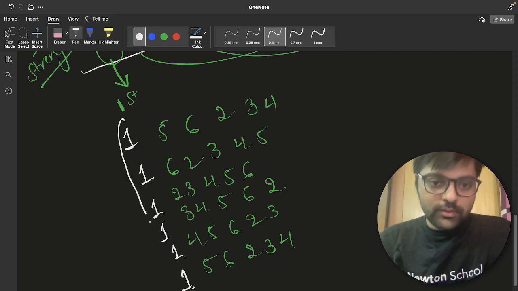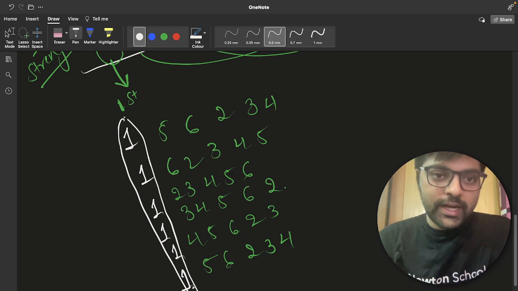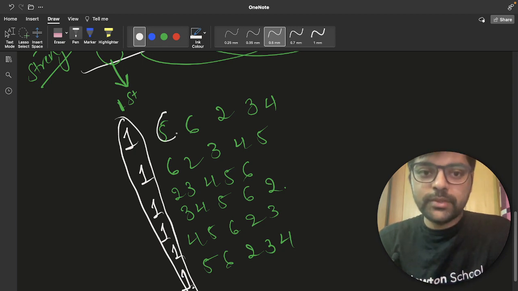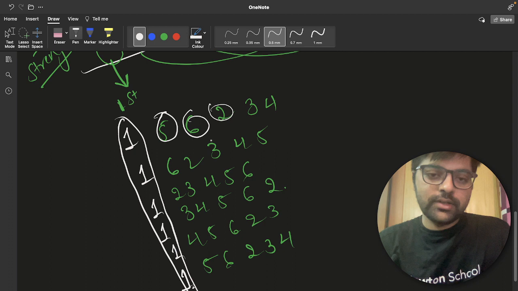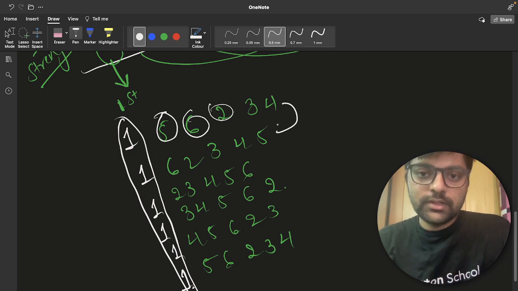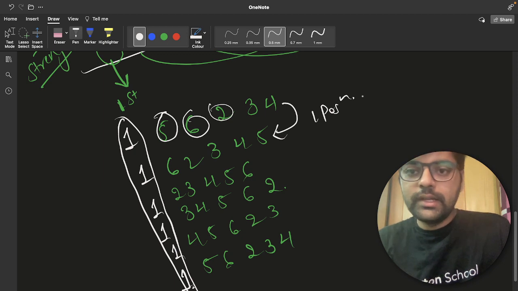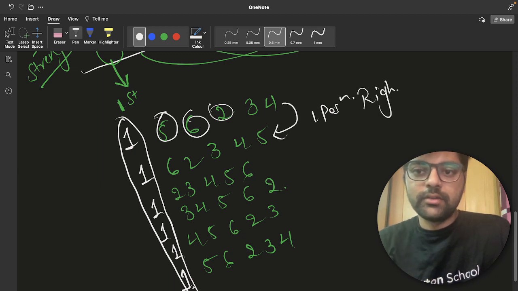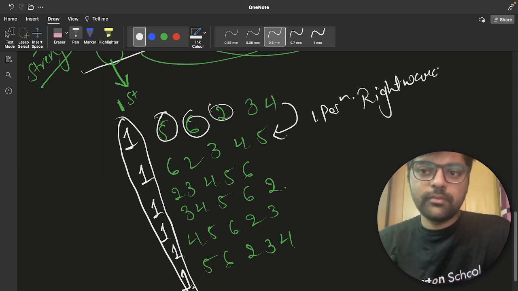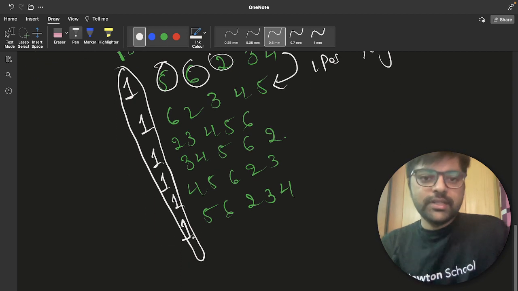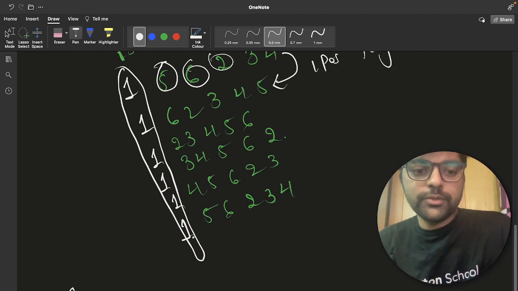So 1 has come to its position, and the rest of the elements are rotating by one position. See, one position, it is rotating rightward. So after this, after how many moves?